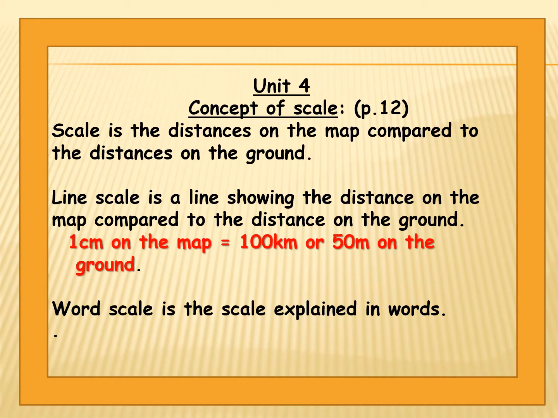Unit 4, Concept of Scale. It's on page 12 in our textbooks. Scale is the distances on the map compared to the distances on the ground. Line scale is a line showing the distance on the map compared to the distance on the ground. 1 centimeter on the map equals 100 kilometers or 50 meters on the ground. Word scale is the scale explained in words.